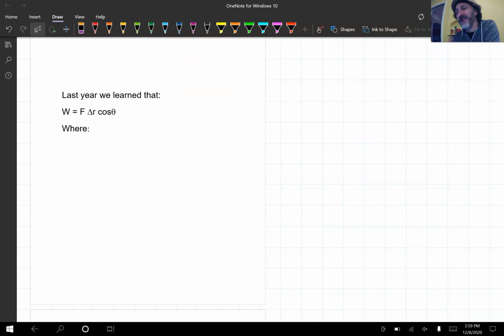Last year we learned that you could calculate the work by multiplying the force by the displacement times the cosine of the angle between those two vectors. A couple quick comments about this equation. Notice there are no arrowheads in this equation, so we do not use positive and negative signs when we use this equation.